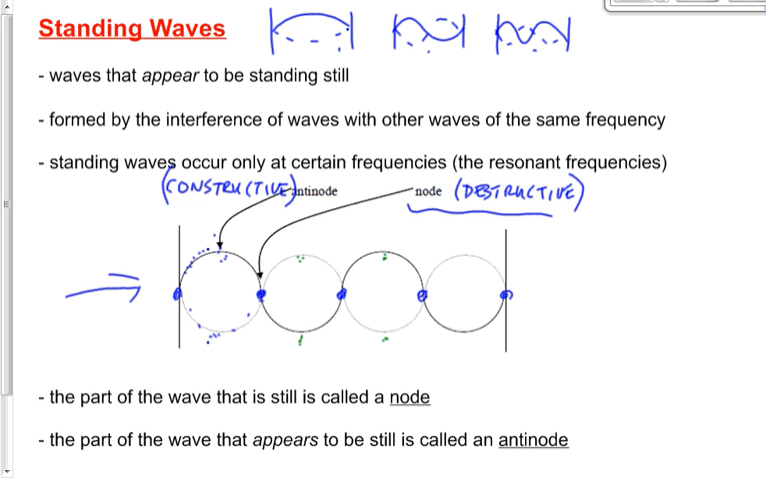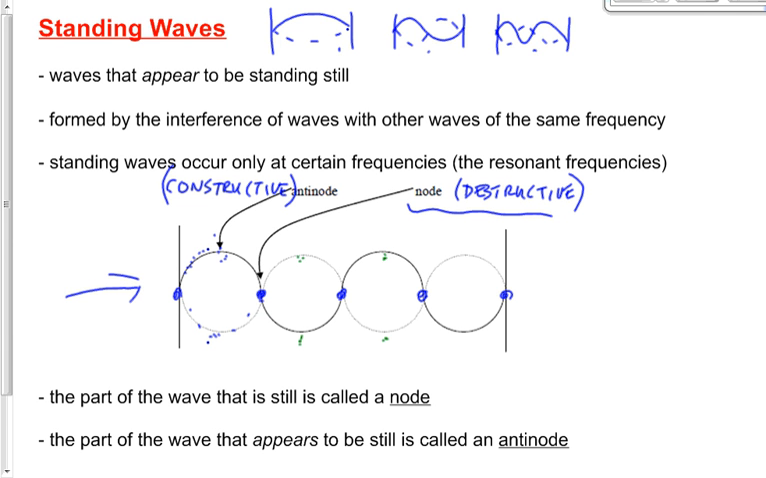Maybe you're a musician. Maybe you make musical instruments. That's what you do for a living. You make guitars, you make pianos, you make musical instruments. You need to be able to figure out what the length of the guitar string needs to be in order to produce this pitch.